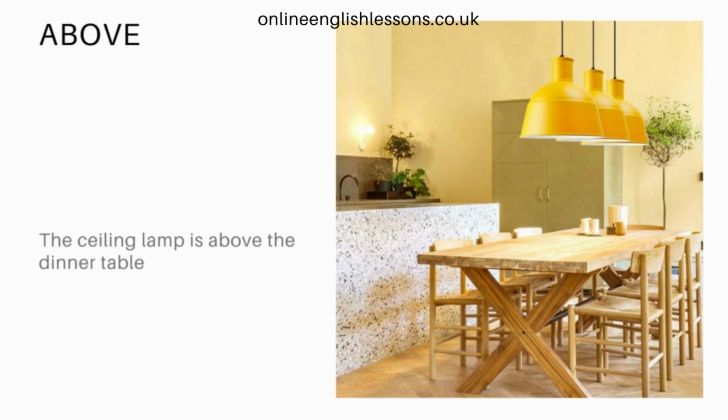Up first, we have above. The ceiling lamp is above the dinner table. And if you look at the picture, you can see that the lamps are hanging directly above the dinner table, which is below.